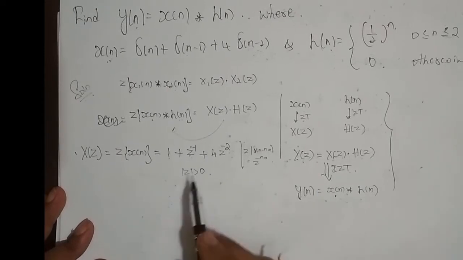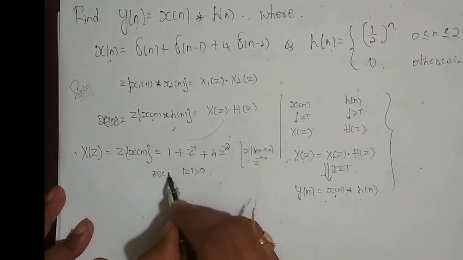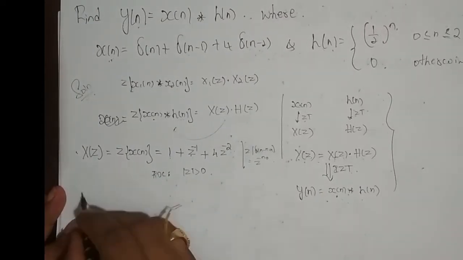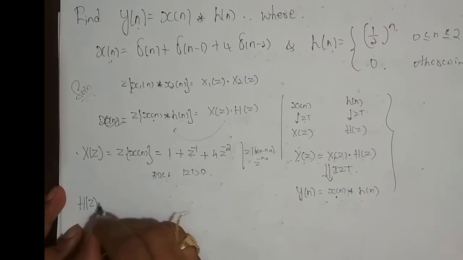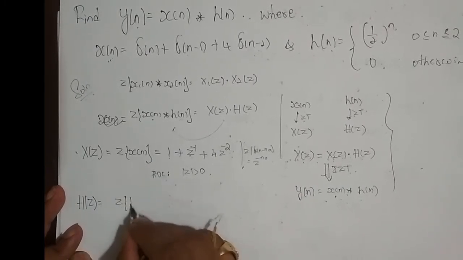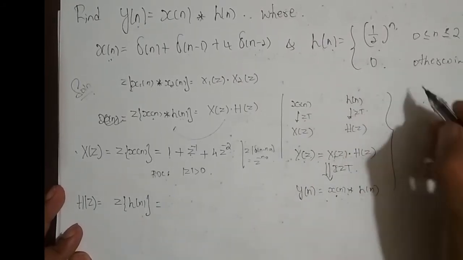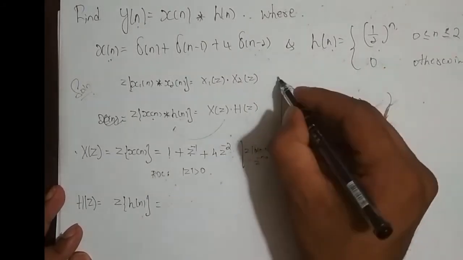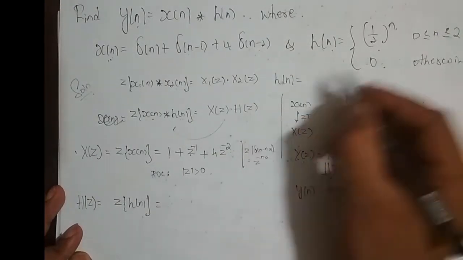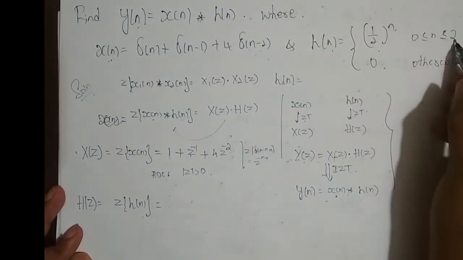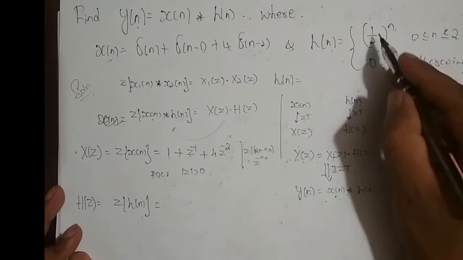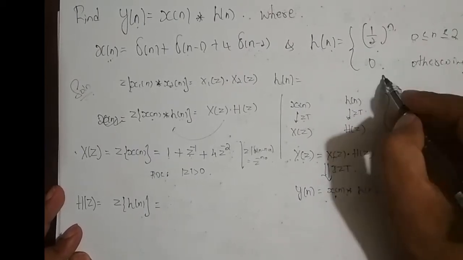So here for this sequence, ROC is magnitude of z greater than 0. Okay. So similarly, H of z is equal to the z transform of h of n. We shall write this h of n in terms of a sequence. What is h of n? H of n varies from 0 to 2. From 0 to 2 it is 1 by 2 power n, and otherwise it is 0, right?